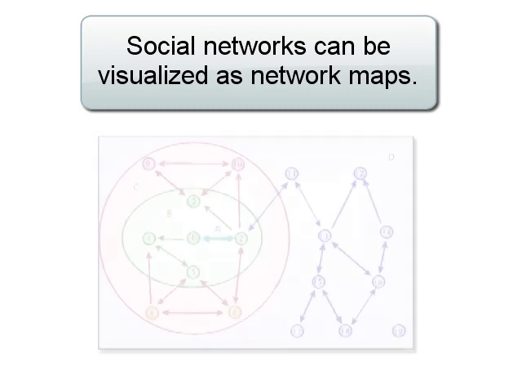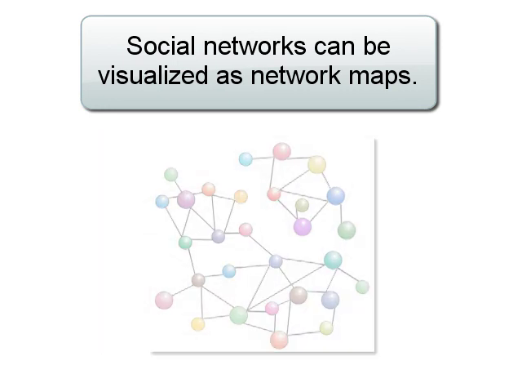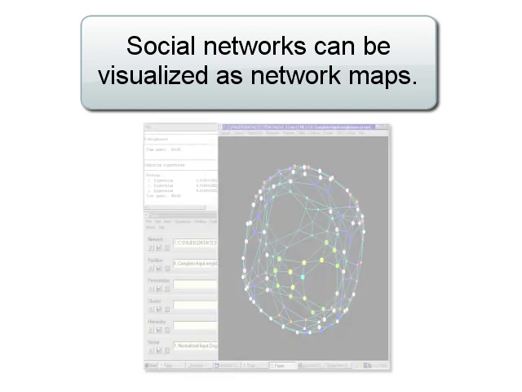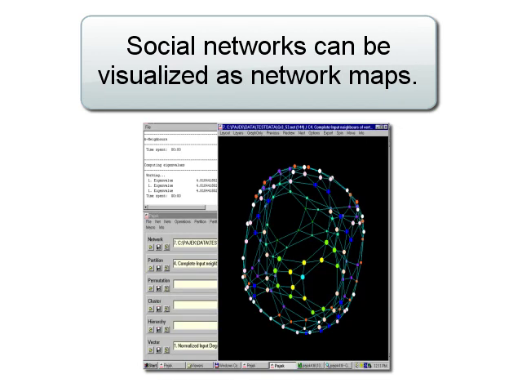Social networks can be visualized as network maps. Network maps are powerful representations of social relationships. There are many ways to visualize a network.